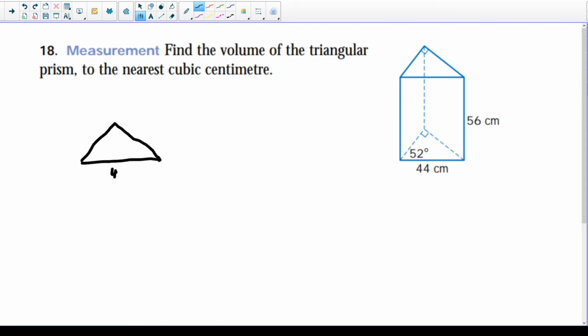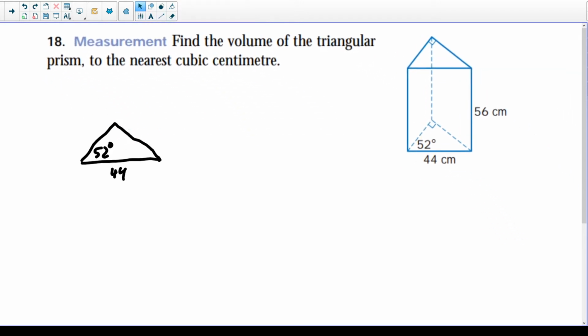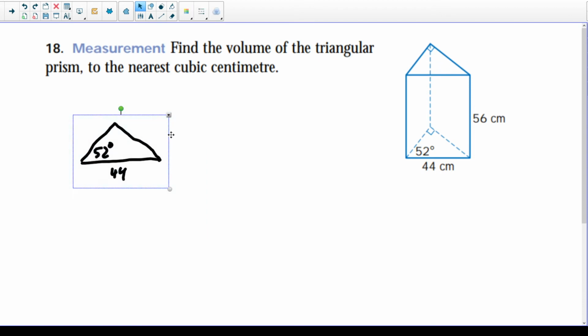And they tell you that this is 44, and they tell you that this is 52 degrees, right? I just want to group this all together so it all moves at the same time. Actually, it looks like it already is. So this is our right angle, right here.